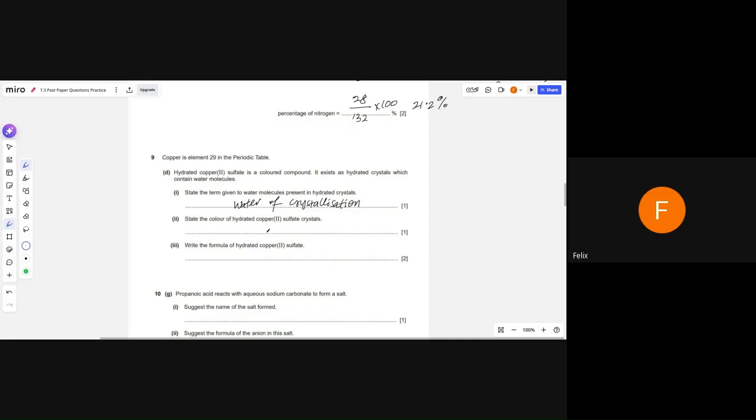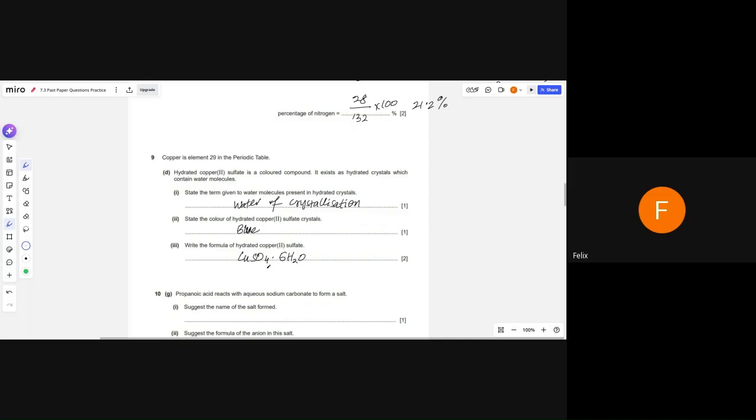State the color of hydrated copper(II) sulfate crystals. Memory-based question, it is blue. You have to memorize this. Write the formula of hydrated copper(II) sulfate. So same, memory-based question. CuSO4·5H2O.